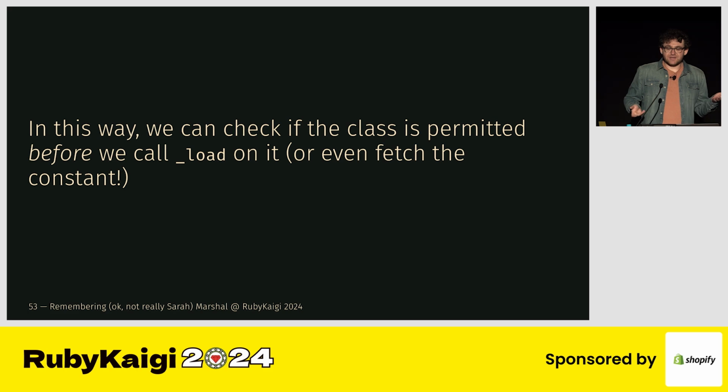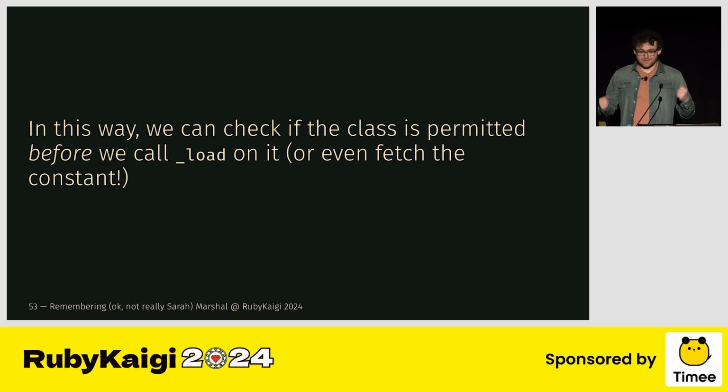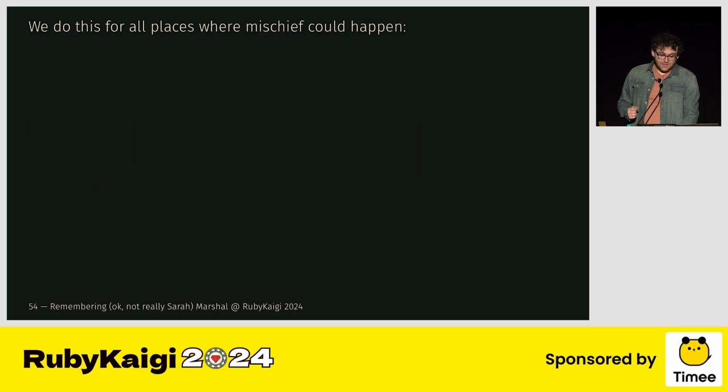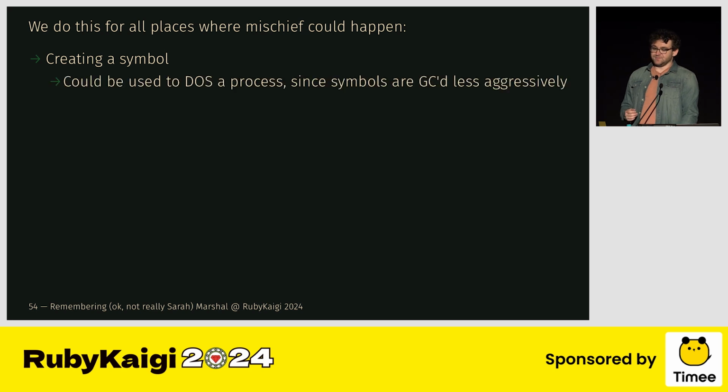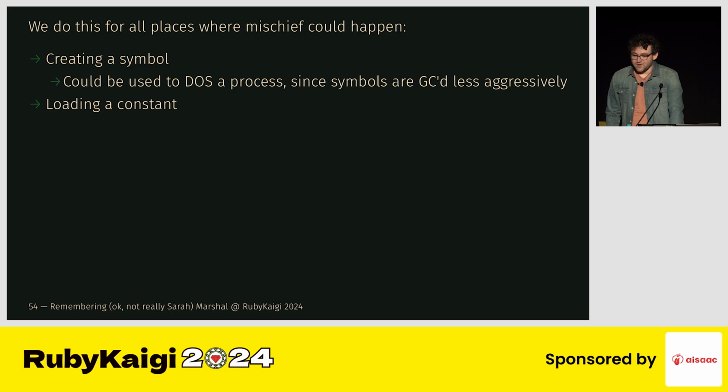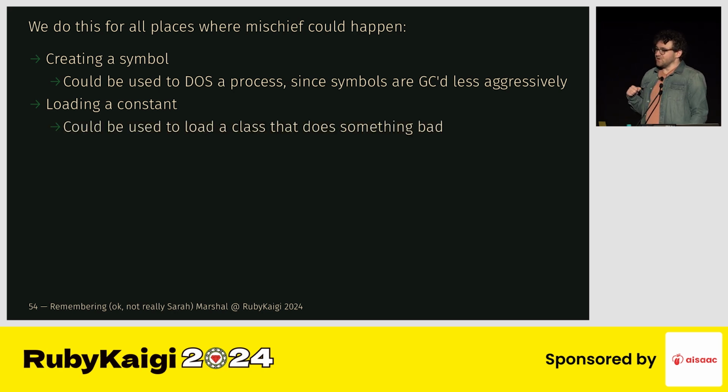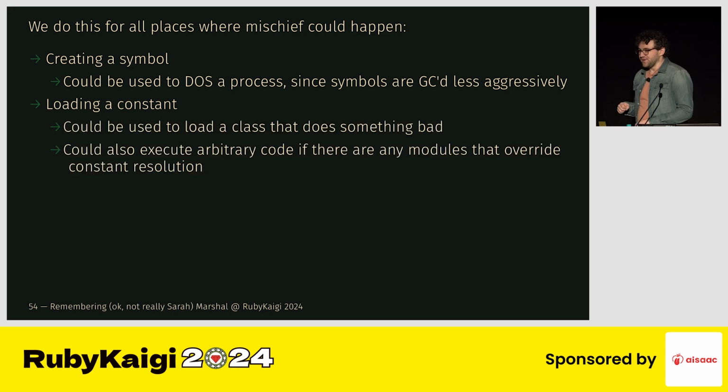And in this way, we can check if the class is permitted before we call load on it. And we can check that the constant is permitted before we const get it. And we do this for all the places where mischief could happen. Things like creating a symbol, because you could create a bunch of symbols to DOS a process. Or loading a constant, because you could use it to load a class that does something bad. Or if you can find a module that has overridden constant resolution, you could make shenanigans happen.